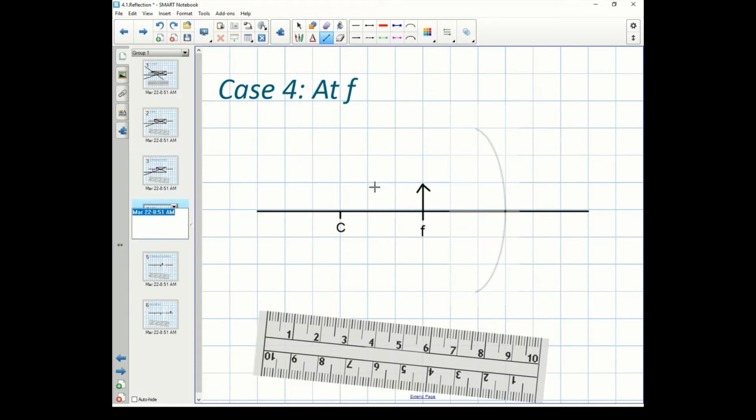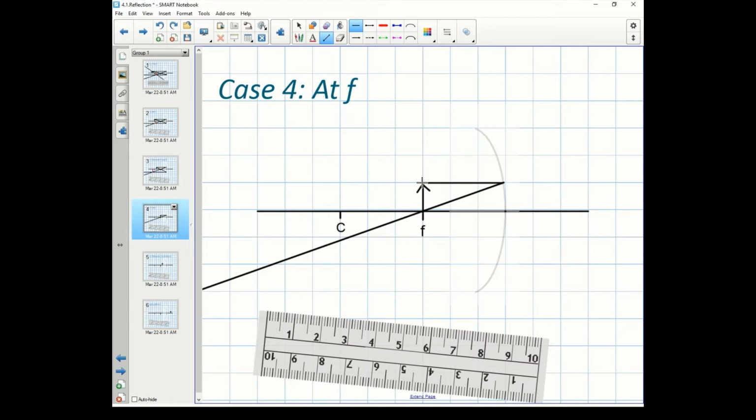Okay. So if we draw one at F, now our object is at F here. So we go parallel to the principal axis and then through the focal point. And we can't actually do the second line here because we can't go through the focal point and then reflect off the mirror. So what we have to do is our third line here.